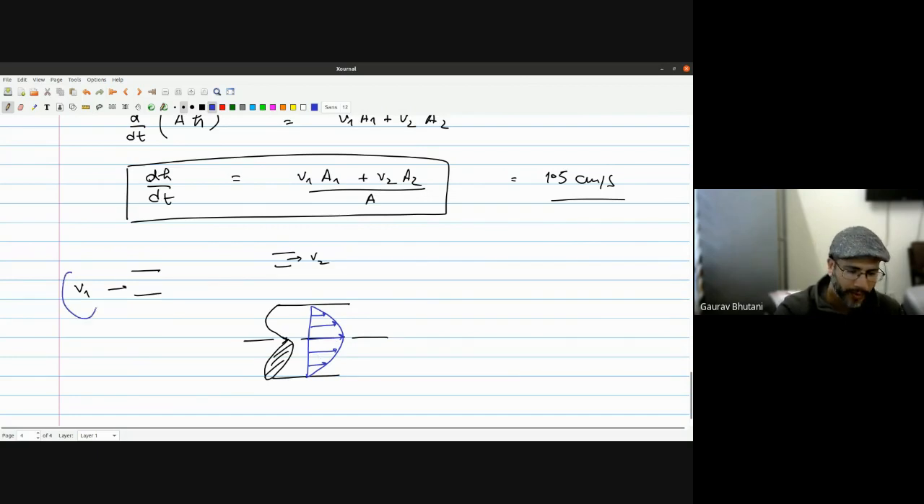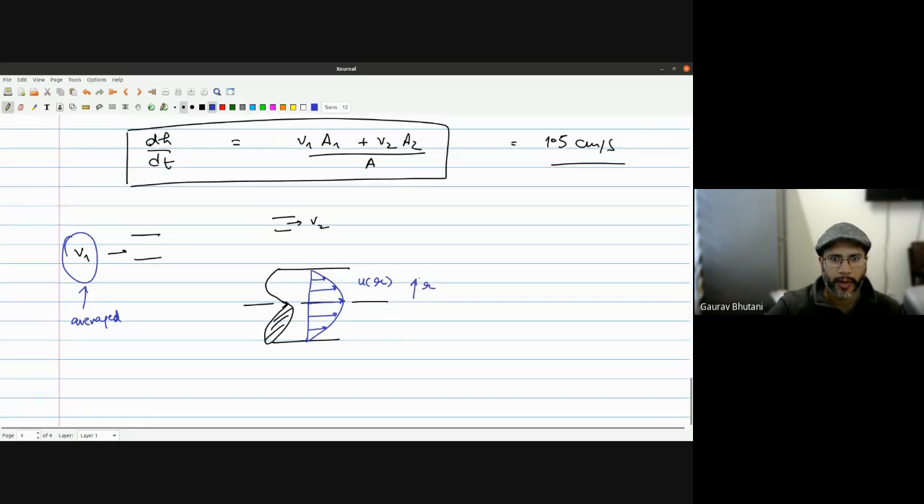So what is the meaning of this V1? Of course, it's some sort of an averaged velocity, because if I was to give you a pipe and say, tell me what V1 is or V2 is, you would calculate a parabolic profile, because the velocity will be a function of the radius, where r is, for example, this. So how do you calculate this u as a function of, this average velocity in this case?